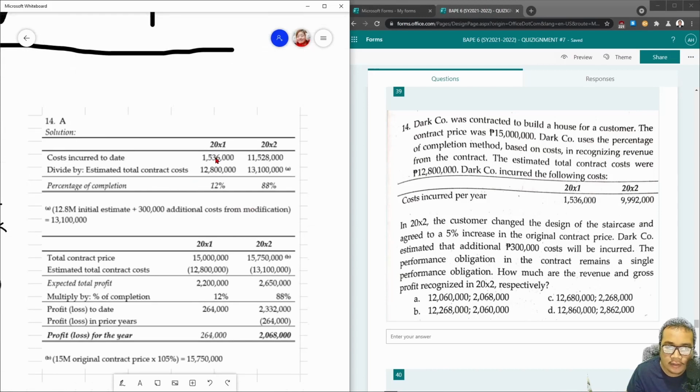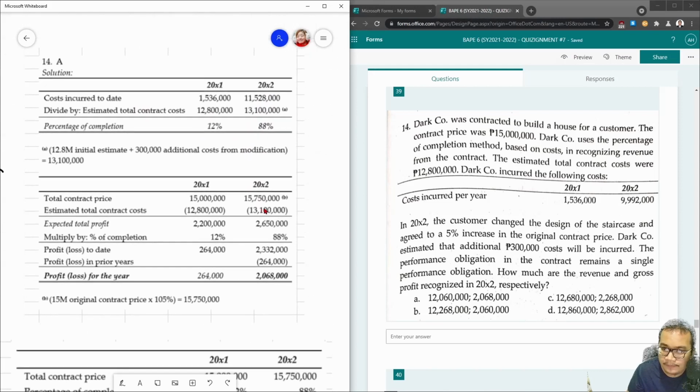Ano-ano lang. Cost incurred to date, 1.536 divided by the estimated total contract cost, 12% na. Ngayon, pagdating natin sa 20x2, there's an increase of 300,000 sa cost. So, yung cost incurred to date mo, 1,536 plus 9,992, 11,528 divided by the new one. Kasi, nagkaroon ng increase 300,000. So, from 12.8 naging plus 300,000, naging 13,100,000 na siya. Yan ang estimated total contract cost mo for 20x2. So, divide mo lang, 88%. Yeah? So, meron ka ng percentage of completion.